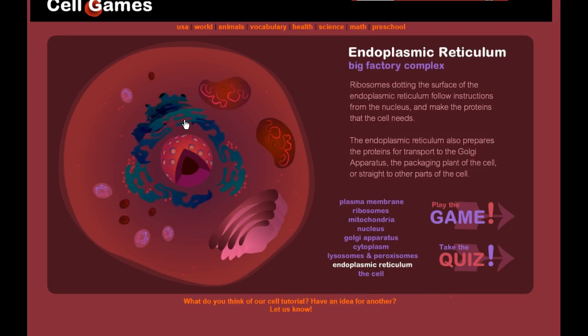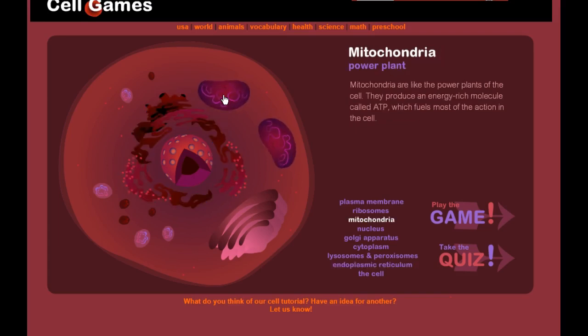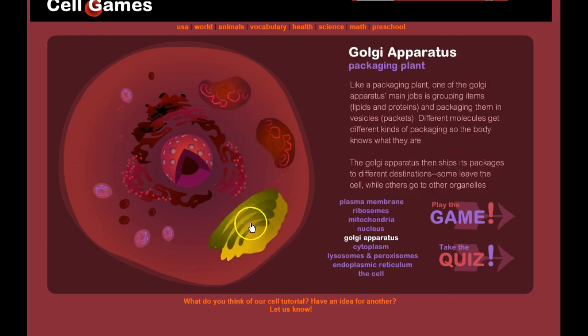And then the endoplasmic reticulum. This is where ribosomes are dotting the surface of the endoplasmic reticulum, following direct instructions from the nucleus, and make the proteins that the cell needs. The endoplasmic reticulum also prepares the proteins for transport to the Golgi apparatus, which is considered the packaging plant of the cell, or straight to the other parts of the cell. The mitochondria is considered the power plant of the cell. This is where ATP is created, which fuels the cell.